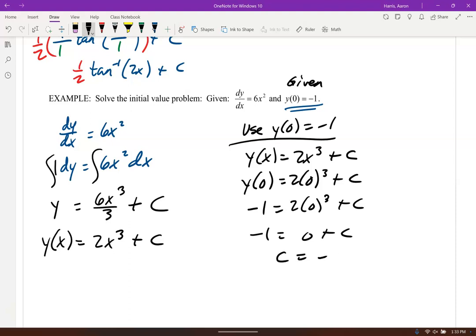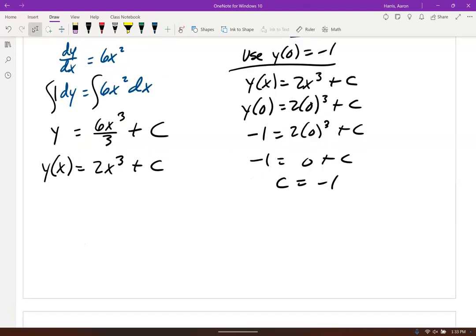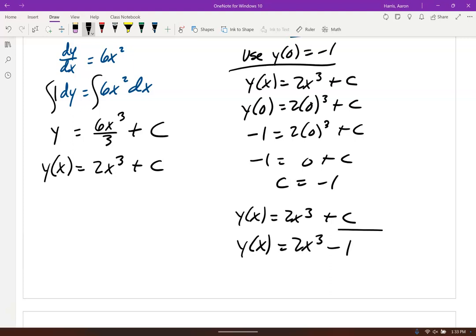Looks like our constant's -1. So now I can go back and say, since y of x equals 2x cubed plus c, then our c must have been -1. So the original function was 2x cubed minus 1.